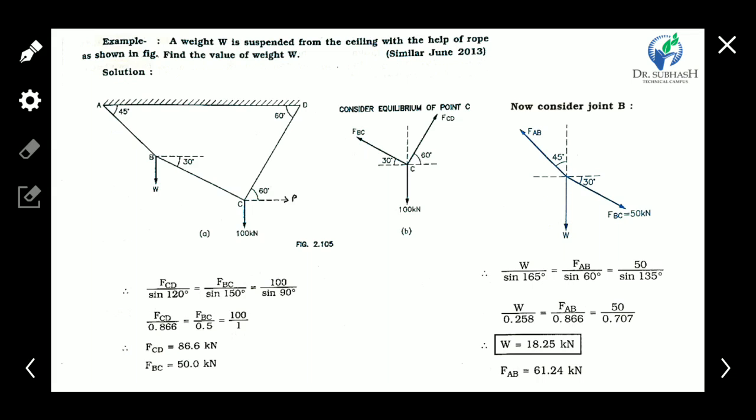Let's take another example of strings. A weight W is suspended from the ceiling with the help of ropes as shown in the figure. Find out the value of the weight.